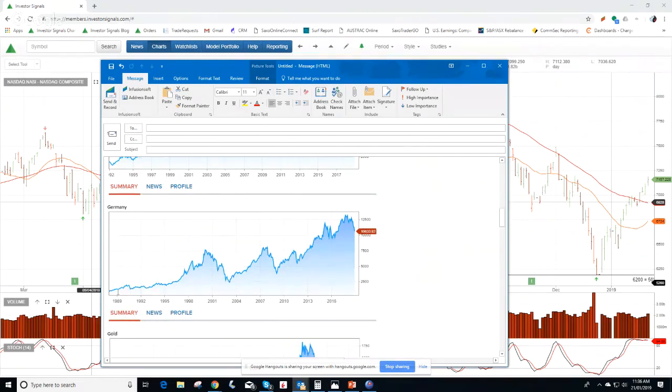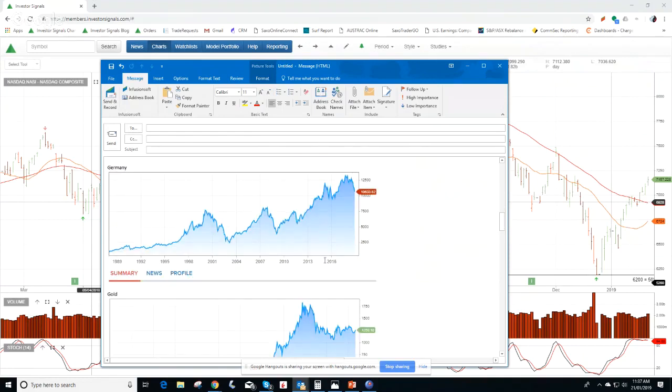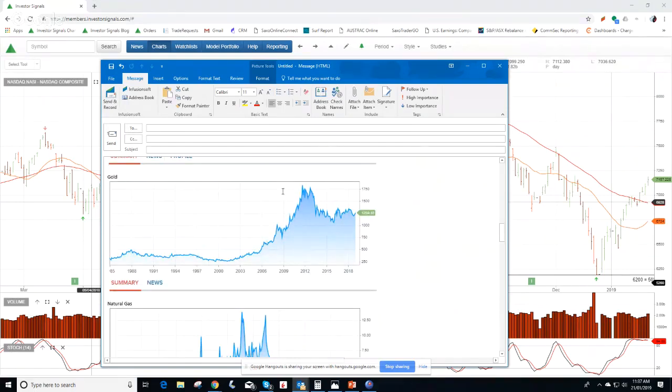Germany, so you can see here since 1990, again a fair amount of volatility, but being a large export economy, it's done very well as the global economy has broadly expanded. Gold. So we saw gold do well as interest rates came back down post the GFC.